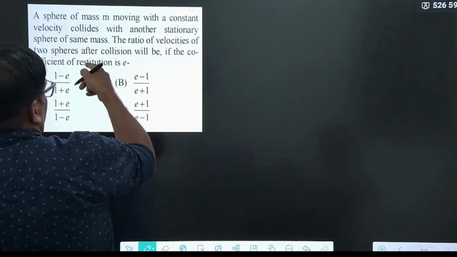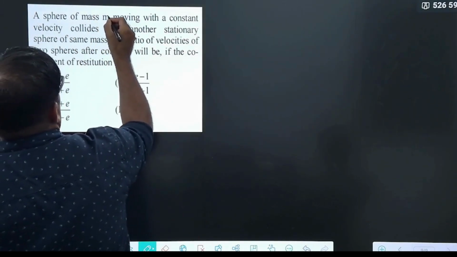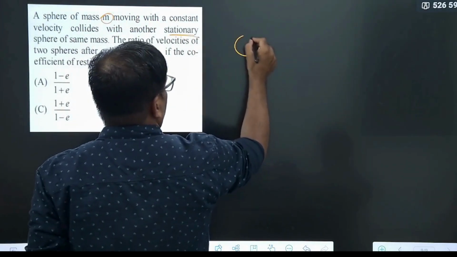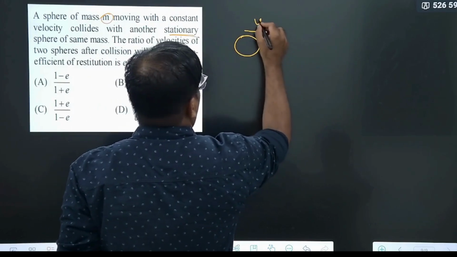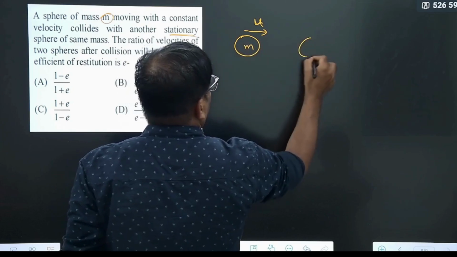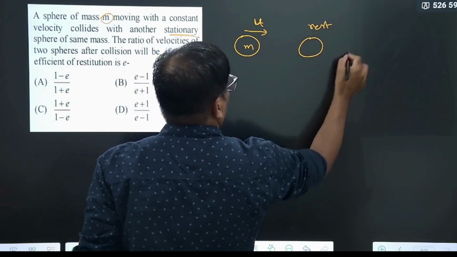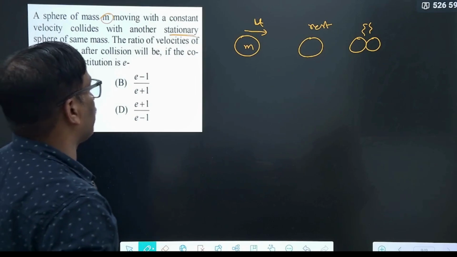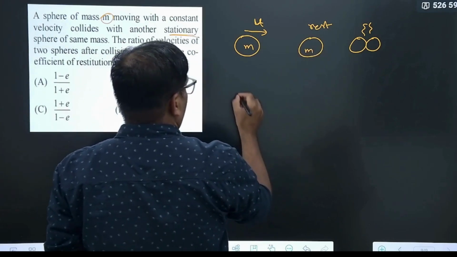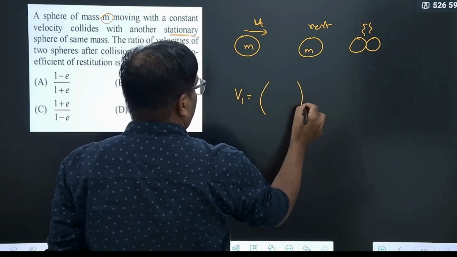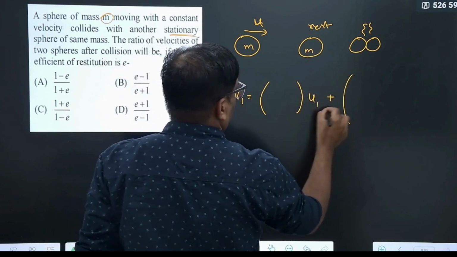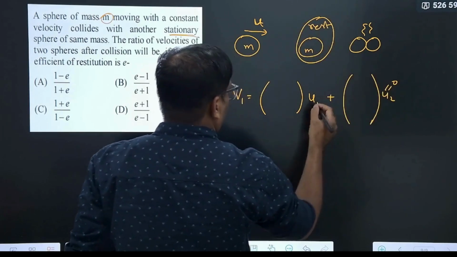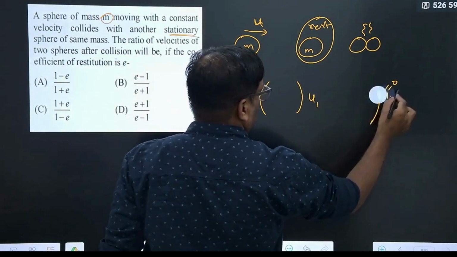A sphere of mass m moving with constant velocity collides with another stationary sphere of the same mass. So here a sphere of mass m moving with constant velocity collides with a stationary one. This one is going with u, and they are identical. This one is at rest. This collision is inelastic. Clear? What do we have to do now? We want to calculate v1. v1 is nothing but u1 plus the u2 term. We can take u2 as rest, so this is 0. Therefore you can just remove this part.